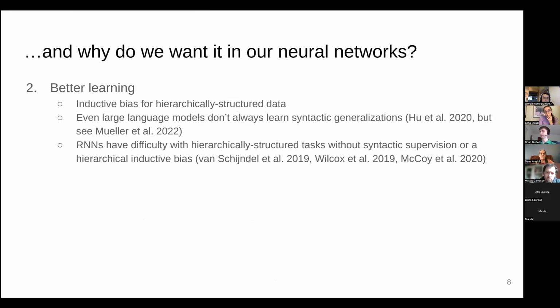Another reason we like non-deterministic stacks is we hope it'll result in better learning. If you're dealing with hierarchically structured data like syntax in natural language, it's nice to have a model that has an inductive bias for those kinds of structures. There's been some work showing that even large language models don't always learn to generalize on language syntax in a way that matches the way that humans would. People have also shown that RNNs struggle with hierarchically structured data unless they have some sort of explicit syntactic supervision in the form of parse trees, or if they have some hierarchical inductive bias like tree data structures or stacks.